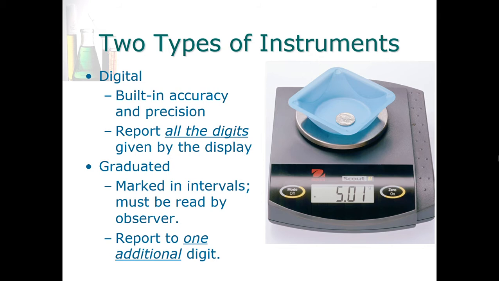So when we record this mass, we have to report all the digits given by the display. For example, in this case, I cannot simply say, oh, it weighs 5 grams. No, it weighs 5.01 grams. The instrument is designed to deliver that level of precision.